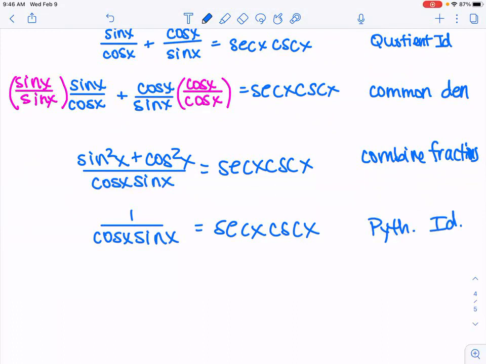What's 1 over cosine the same as? Secant. And what's 1 over sine the same as? Guys, look what just happened. Are our two sides the same? Boom, we're done.